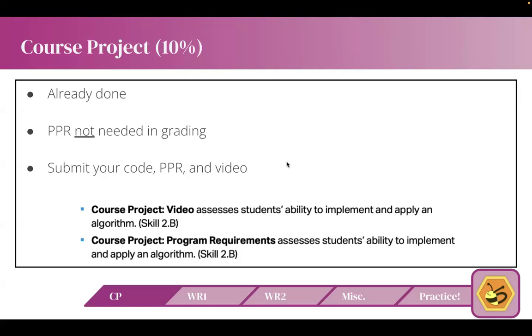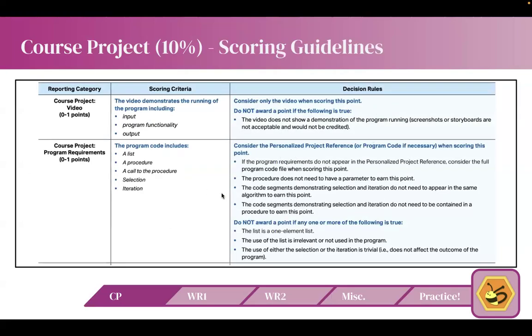And the scoring guidelines for this: if your friend got 1 out of 6, they probably submitted the video, and that's where they got their point. I'm not going to go over all of these specific bullet points, but the idea is if your video contains the input, the output, and your program functioning, then you should get this point. And if your program contains a list, procedure, a call to procedure, selection, and iteration, you get this point.